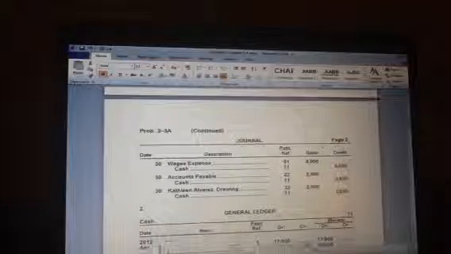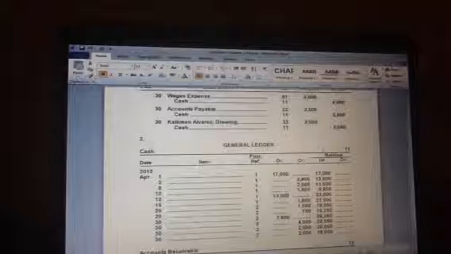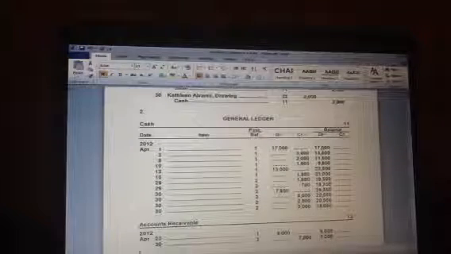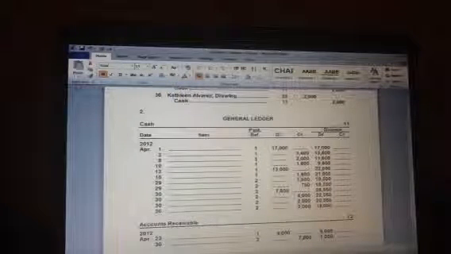Now, we're getting ready to post the journal entries. They're posted to the ledger. And notice in your ledger, each account has a separate, not actually a separate page. It could be an entire page, or it could just be a section of a page. So notice there's one for cash, there's one for accounts receivable, there's one for supplies, prepaid insurance, and so each account has its own section.